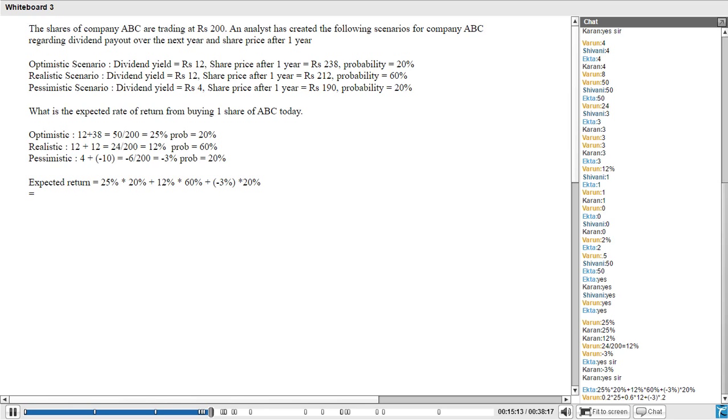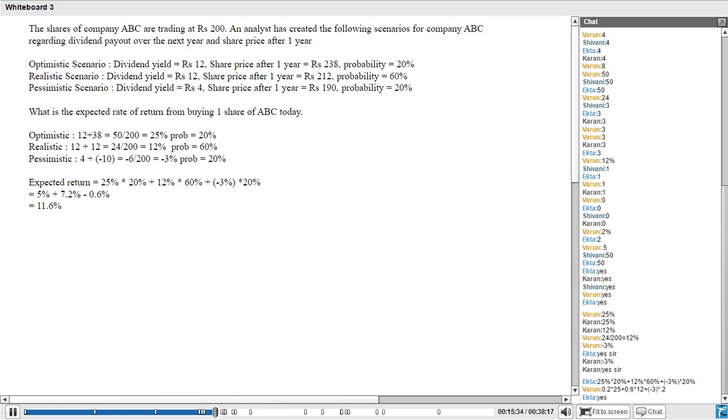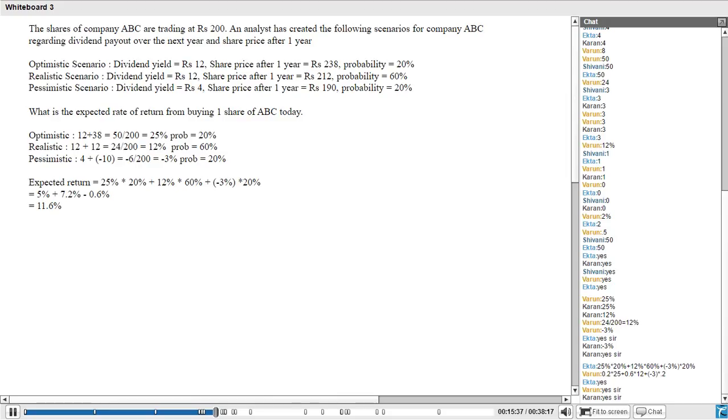So this is 5% plus 7.2% minus 0.6%. So which is 12.2 minus 0.6, which is 11.6%. So is that what all of you are getting? 11.6%. So the expected return from the shares of company ABC is 11.6%. Is the concept of expected return clear to all of you? Any questions regarding expected return?